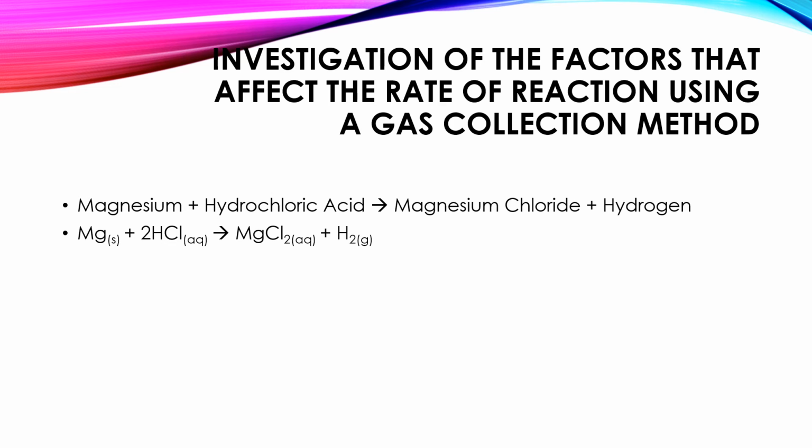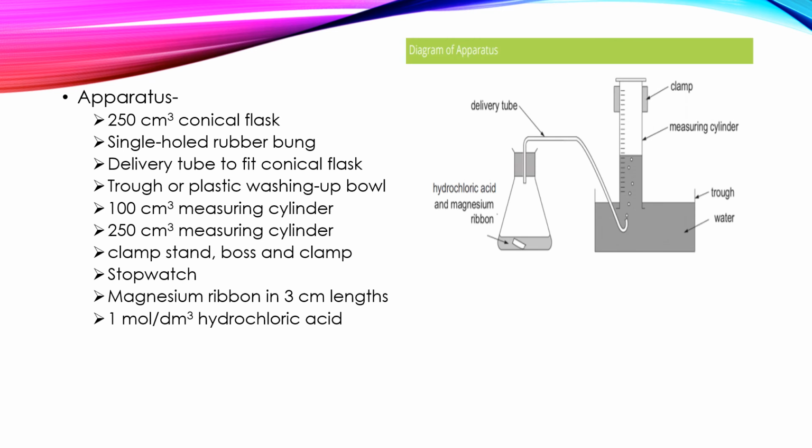In this experiment, you will study the effect of changing the concentration of the hydrochloric acid on the rate of the reaction. So you will need a 250 cm³ conical flask, a single-holed rubber bung, a delivery tube to fit the conical flask, a trough or plastic washing up bowl, a 100 cm³ measuring cylinder, a 250 cm³ measuring cylinder, a clamp stand and a Boston clamp, a stopwatch, a magnesium ribbon in 3 cm length, and 1 mole hydrochloric acid.